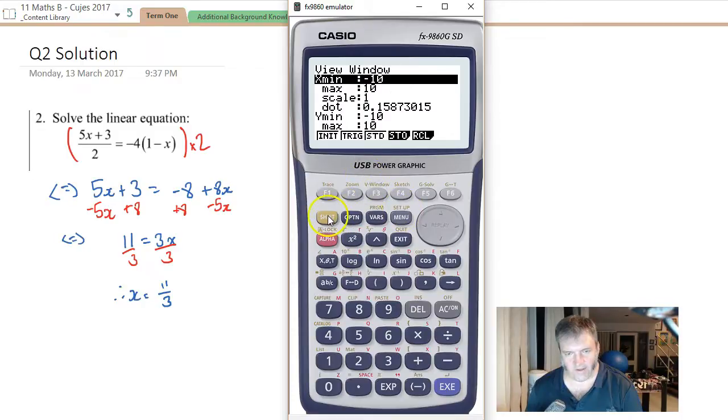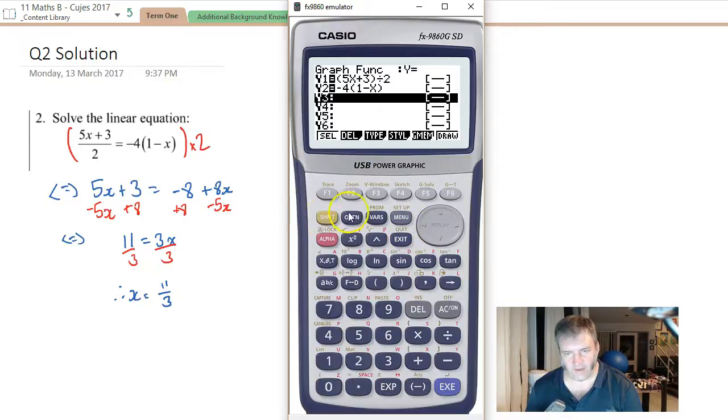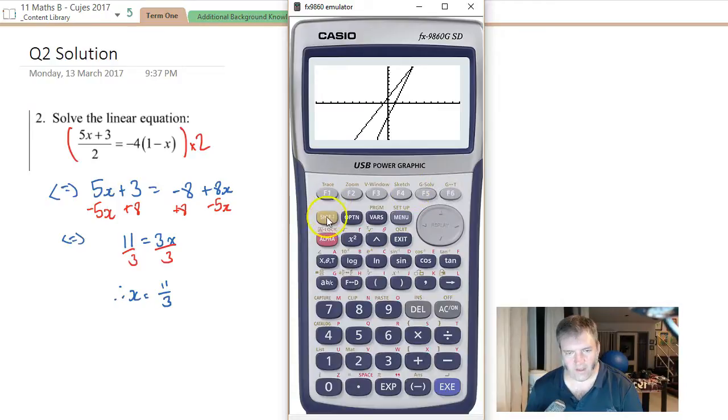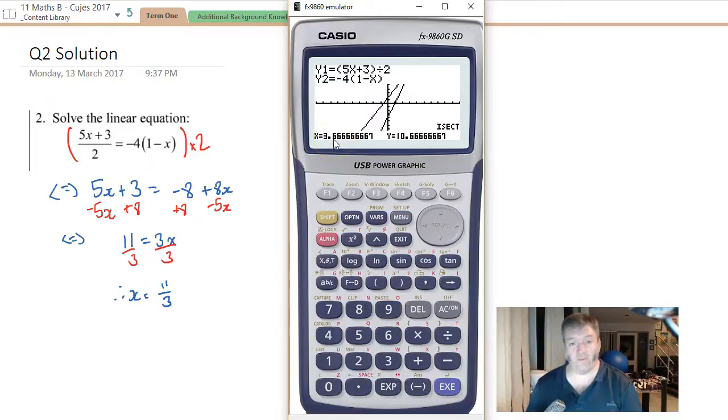That should cover it. Shift graphically solve. No, I've got to exit after doing that. Now I can go to draw and then shift graphically solve. Where do they intersect? And x equals 3.6 recurring, which is, of course, 11 thirds. So you know you got it right.